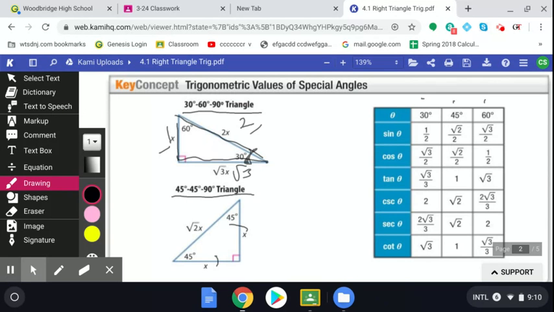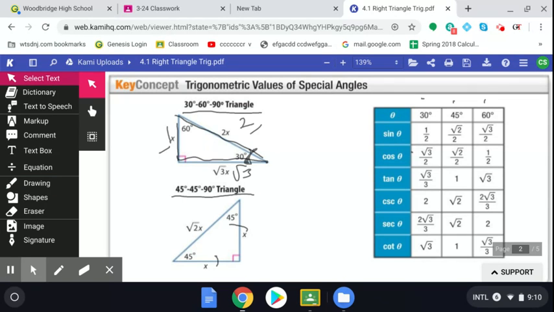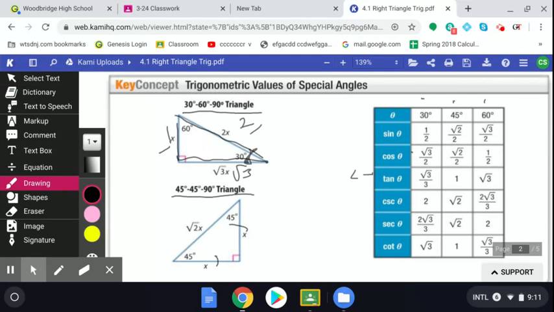Cosine 30 would be adjacent over hypotenuse. So square root of 3 over 2. Tangent of a 30-degree angle would be opposite over hypotenuse. No, tangent is opposite over adjacent. Sorry. So for tangent, opposite over adjacent, it'd be 1 over radical 3, but when you rationalize, you get radical 3 over 3.